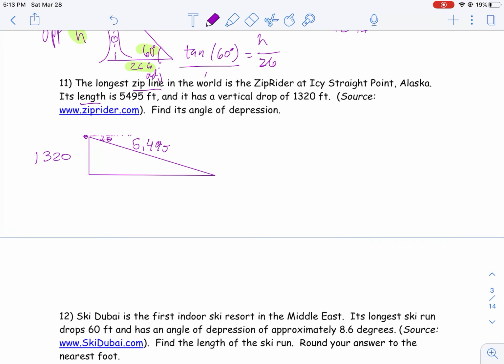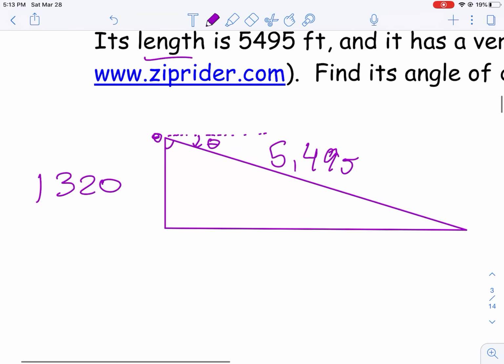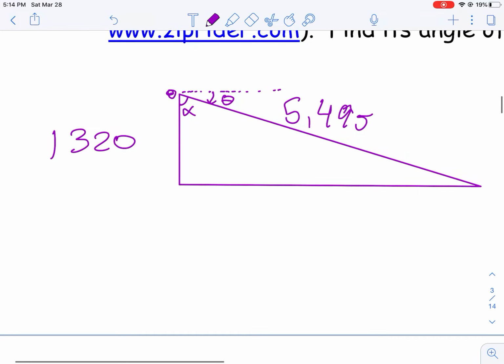There's a couple ways of doing this. I think I'll do this first by finding this angle here. I'll call this angle alpha. Would you agree if I found alpha that you could then find theta? Just take 90 degrees here, minus alpha gives you theta. So let's go ahead and find alpha first.